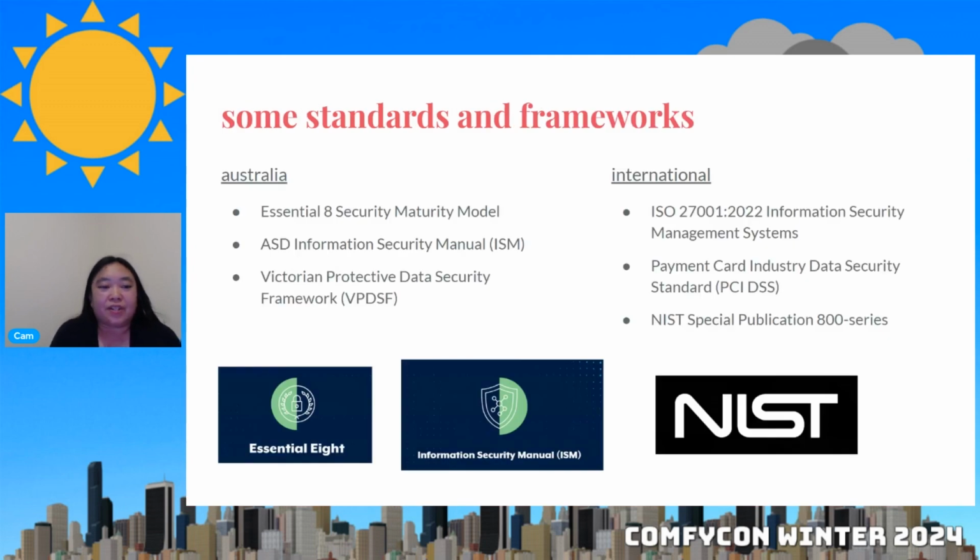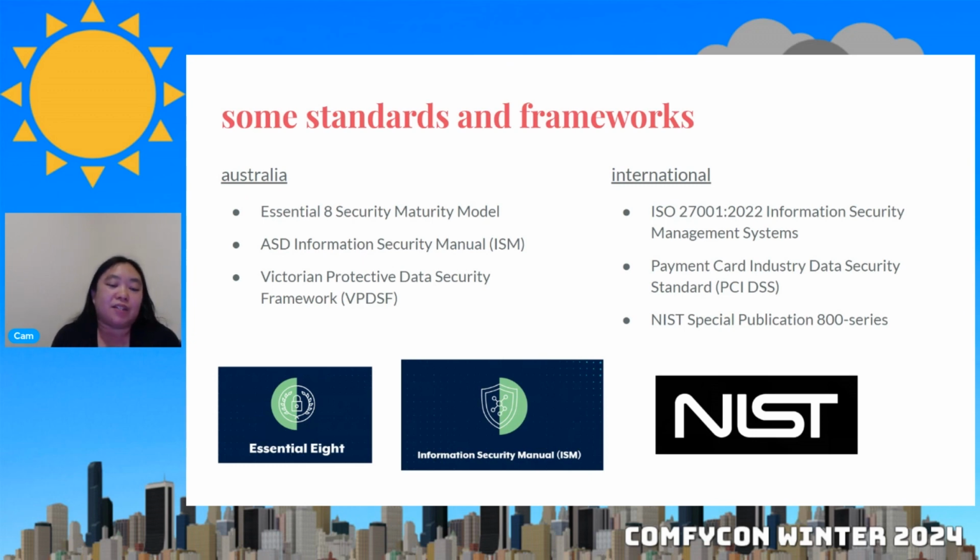So in Australia, we actually have quite a few standards and frameworks that you'll commonly see used, depending on the scope of the organization. Quite common, especially in the corporate space, is ISO 27001, Information Security Management Systems. If you're working in government, then you'll tend to see a few more Australian-based compliance standards, things like Essential 8, the ISM. You might even see state-based ones like the Victorian Protective Data Security Framework.